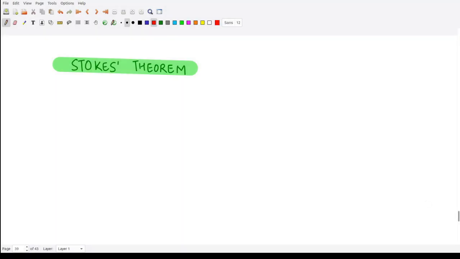Okay, so let us now discuss Stokes' theorem. This Stokes' theorem is a generalized version of Green's theorem that we already covered, right? So what does this theorem say? Let me write down the statement first.